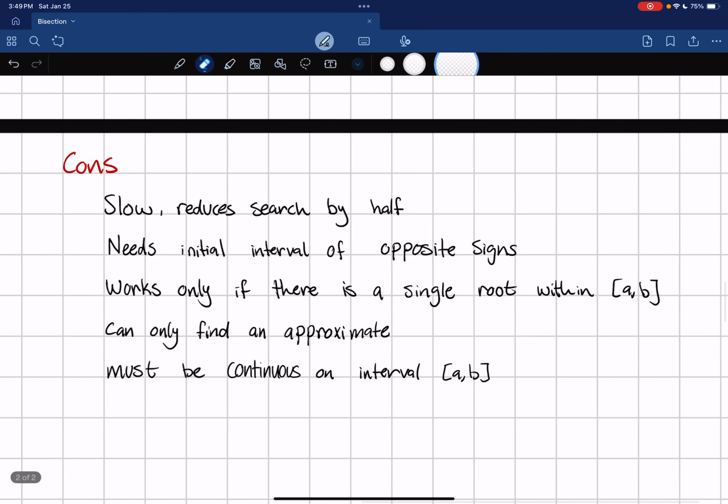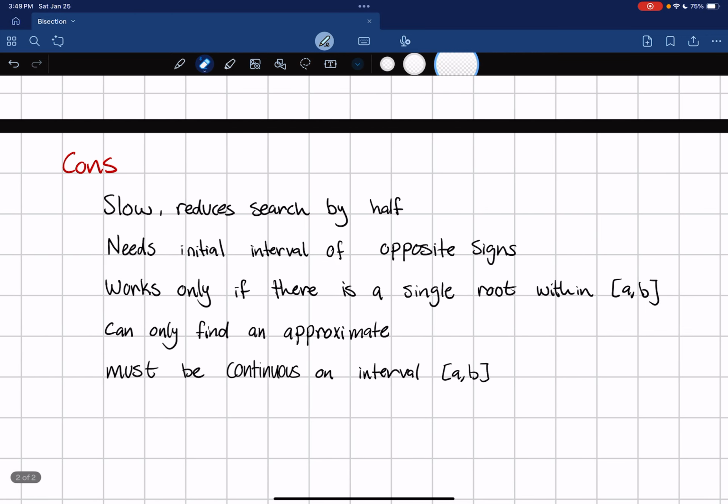Now we're going to go over the cons. So what is bad about using bisection and why can't we always use it? The first thing is that it's very slow. Specifically, if the root is far away from the interval, it only reduces the search interval by half.